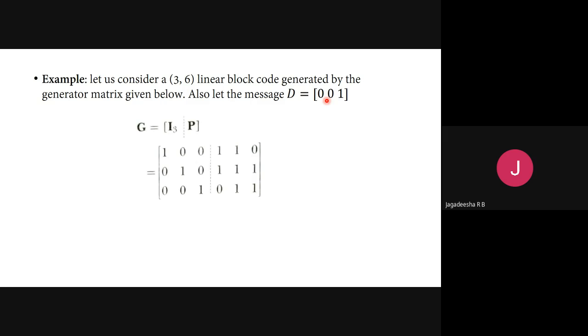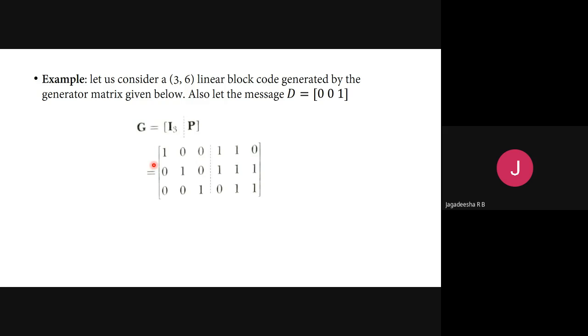So these 3 bits have to be converted into 6 bits. How to do that conversion? To do that, it takes the help of a generator matrix. The transmitter and receiver agree on a generator matrix initially. The generator matrix's structure is given here. Basically, the generator matrix is a combination of two sub-matrices: one is the identity matrix, the other is the parity matrix. The identity matrix is the first part, and the parity matrix is here. Altogether, this is the generator matrix. This is given in the question.